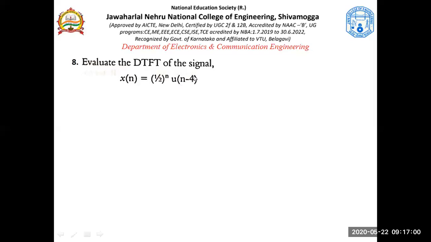Okay, so this is defining the range of the half power n. So where do you think this u of n minus 4 ranges? From where to where? It ranges from 4 to infinity. u of n starts from 0. So u of n minus 4 is shifting the u of n to the right side by 4 units.